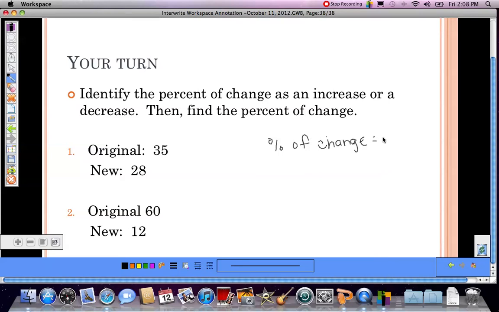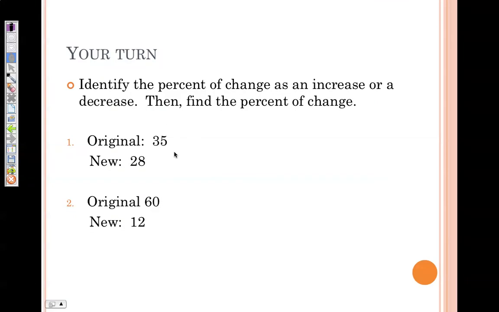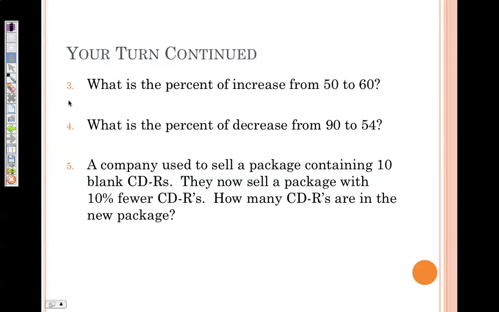and the formula is the amount of increase or decrease divided by the original amount. So memorize this formula. The percent of change is the amount of increase or decrease divided by the original amount. And using this formula, you should be able to answer all of your turn questions. Try 1 and 2, and 3, 4, and 5. And your teacher will go over these with you tomorrow in class.